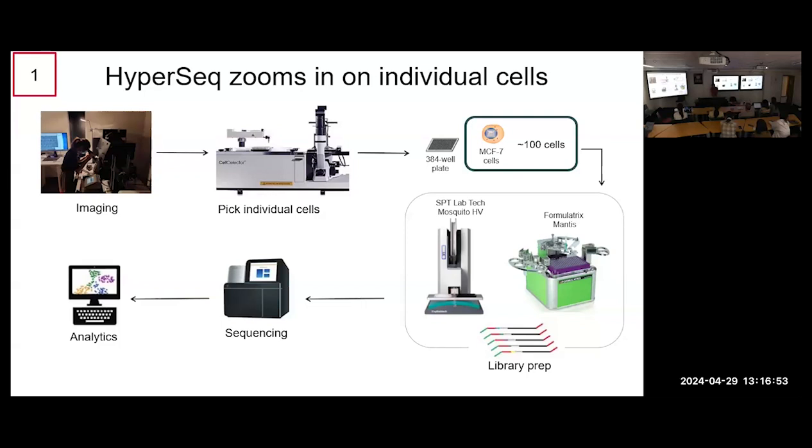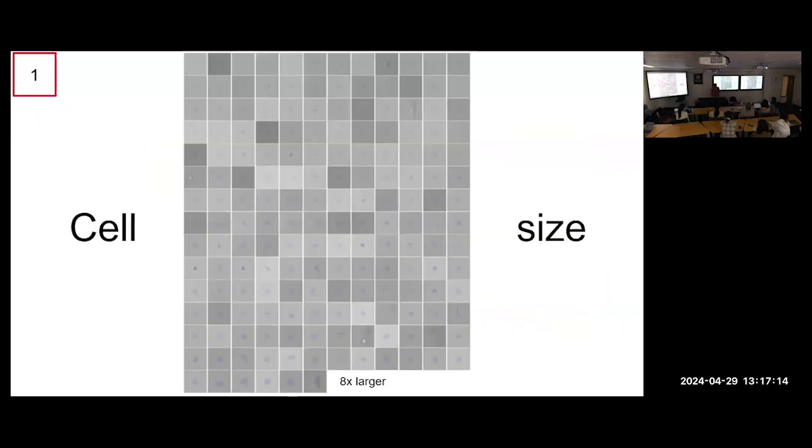So the second machine picks the cell and puts it in a PCR plate, and then you can apply normal libraries like SMART-seq2, SMART-seq3, ATAC-seq, whatever you want. And then you sequence, and then you do the bioinformatics. And the bioinformatics will be all about connecting the optical features, which are quantitative, with the genomic features, which are also quantitative.